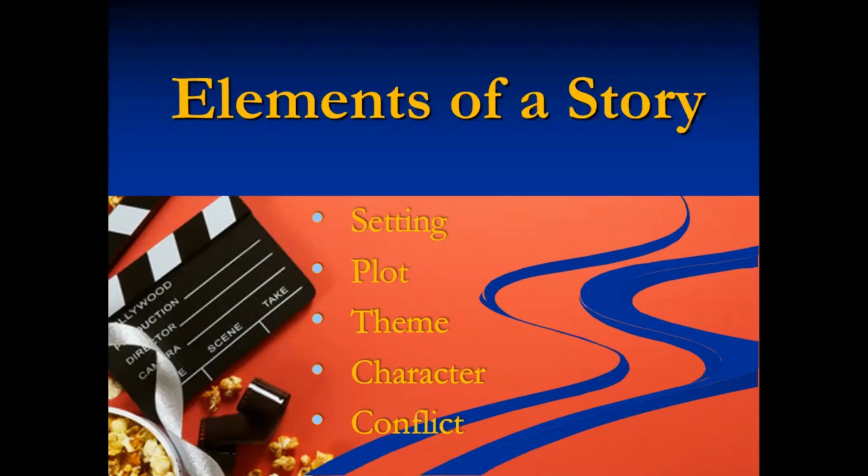Plot is the sequence of events. Theme is the central message or idea that the writer is trying to get us to understand or to take away from the story. Characters would be described as any animal, person, place, or thing that would take part in a particular story. And a conflict is a struggle or clash between 2 or more opposing forces.